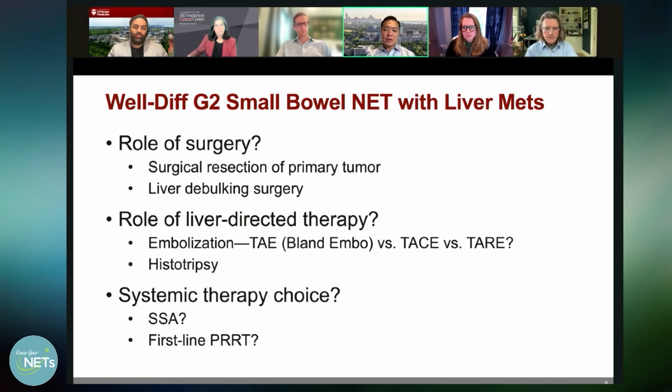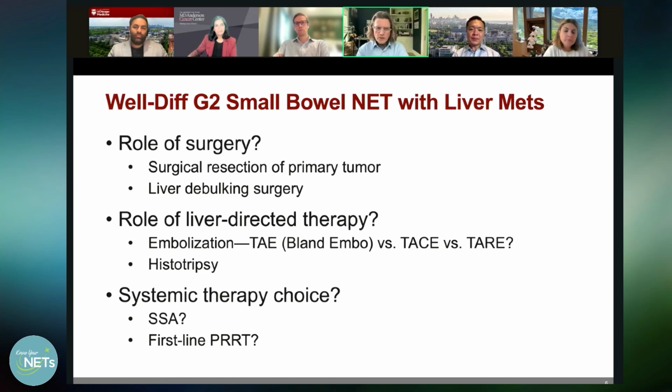Great. Would any of the oncologists here disagree and say this patient should, or you would start this patient on first-line PRRT? So I wouldn't.